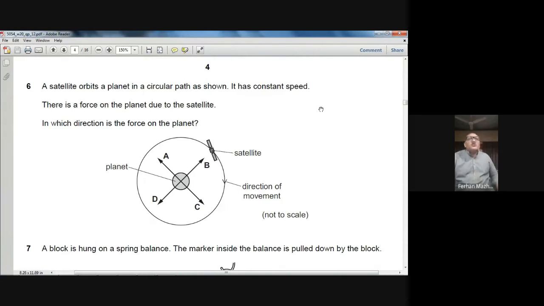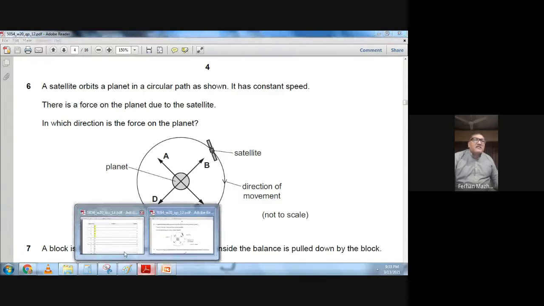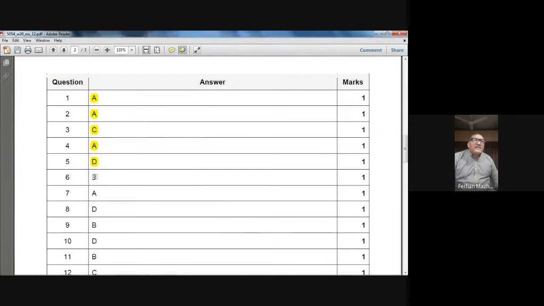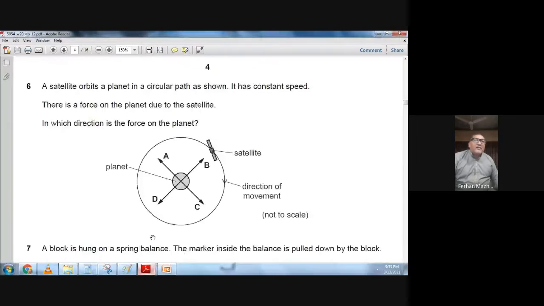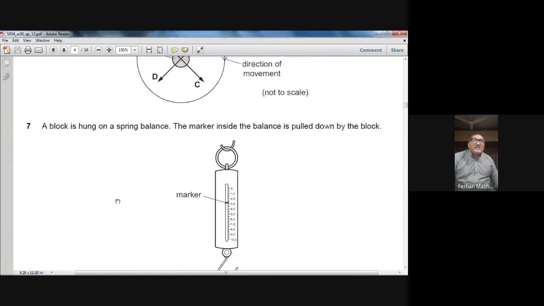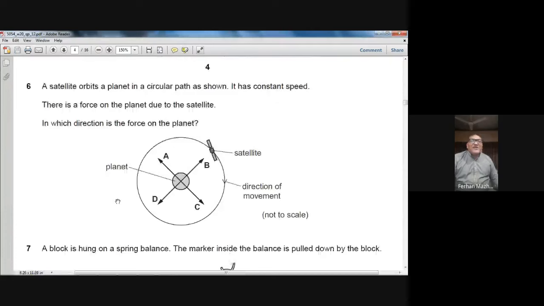So B looks the good option to me. B looks the right option, sir. Let us check. B. You see, in this question, there is a problem that all my students are normally obsessed with the centripetal force. They are preoccupied with the notion of the centripetal force. So remember the wording he used.